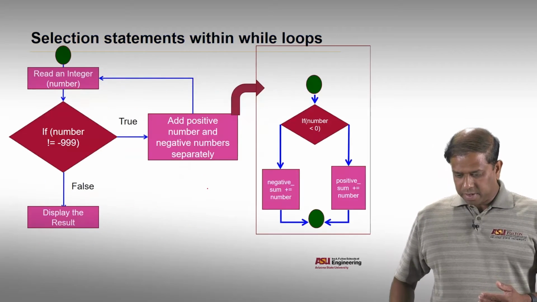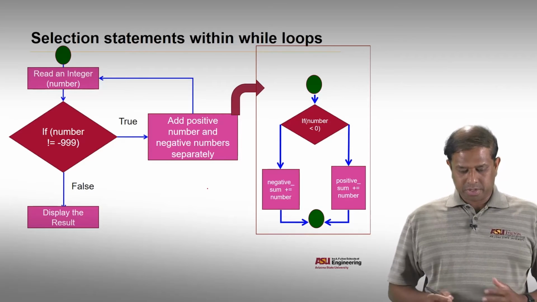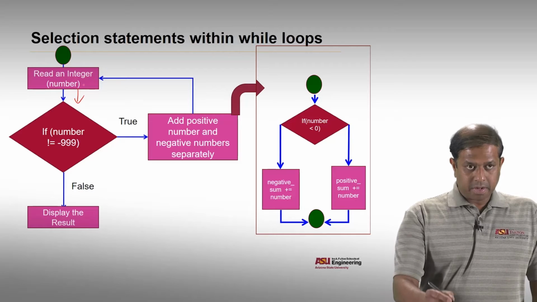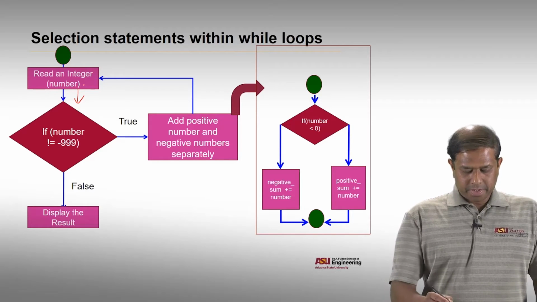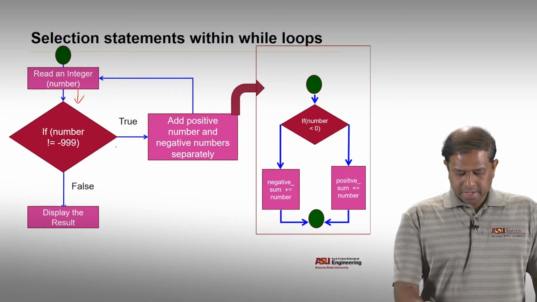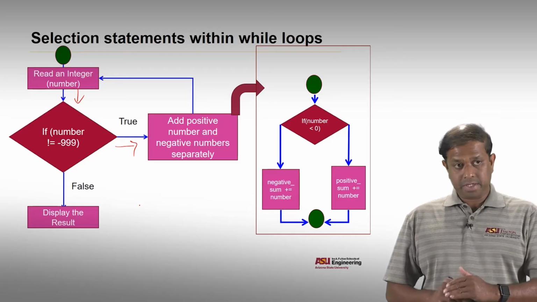So then inside a loop, we have this selection statement as well, right? So let's look at the design for this particular solution and then see how it works together. Okay, so in general, we read a number from the keyboard, and we check if the number is not equal to -999. If that is the case, we go ahead and add positive numbers separately and negative numbers separately.